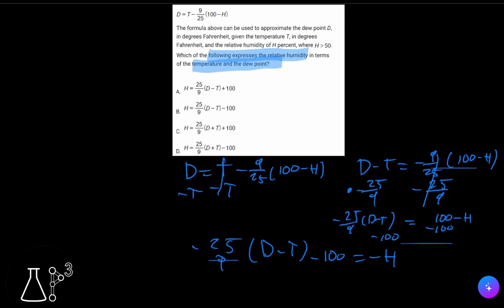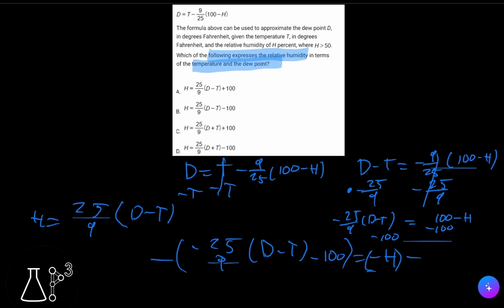So we have H. Is this the answer? No. Realize how in the multiple choice, H is positive. So we want to multiply everything by negative on both sides. So negative H multiplied by negative, and this whole expression on the left side multiplied by negative. So negative H multiplied by negative equals positive H. So I'm going to get H equals, and negative 25 divided by 9 multiplied by negative, I am going to get positive 25 divided by 9, parentheses D minus T, and then plus 100.